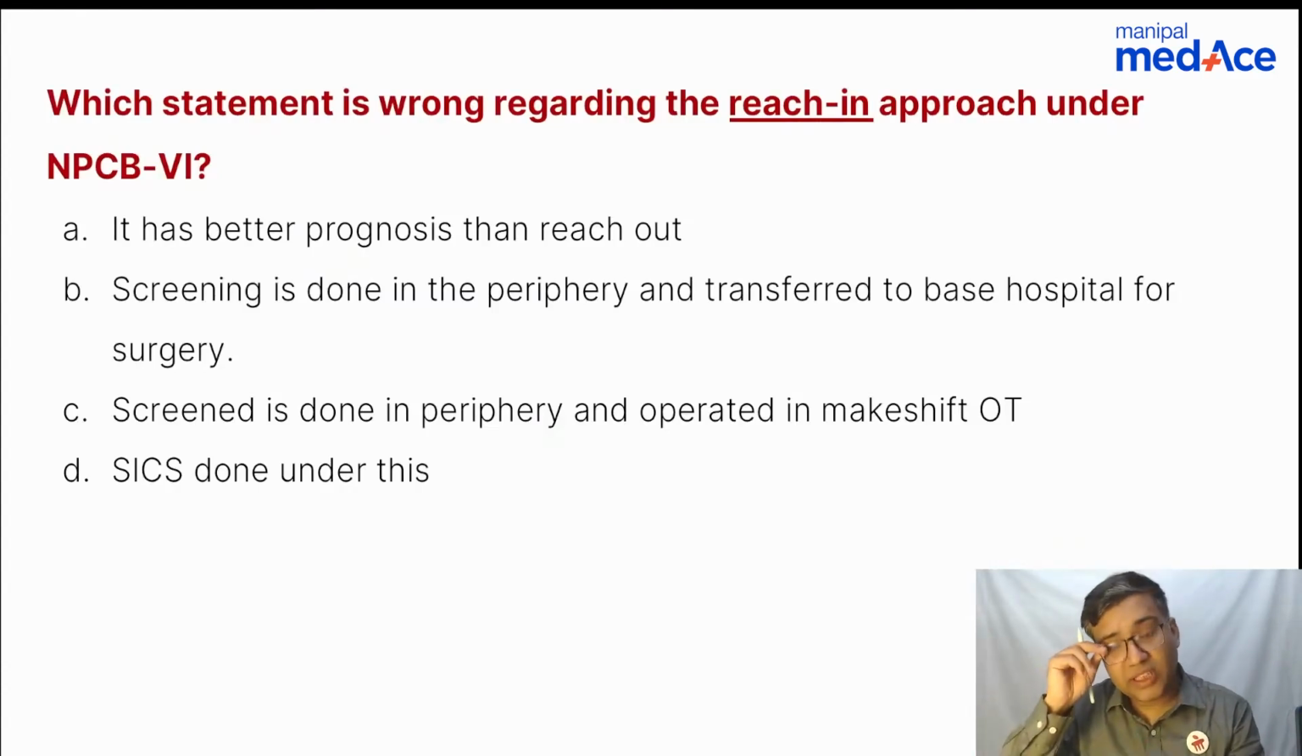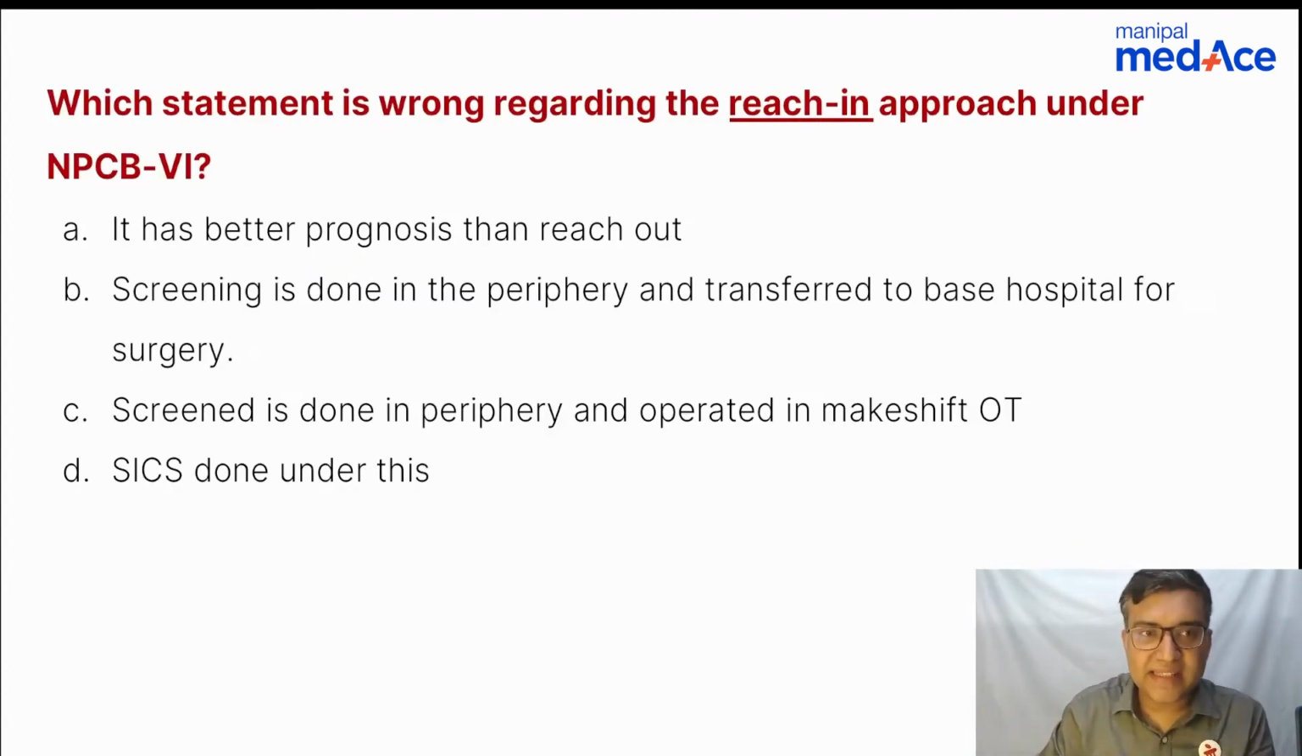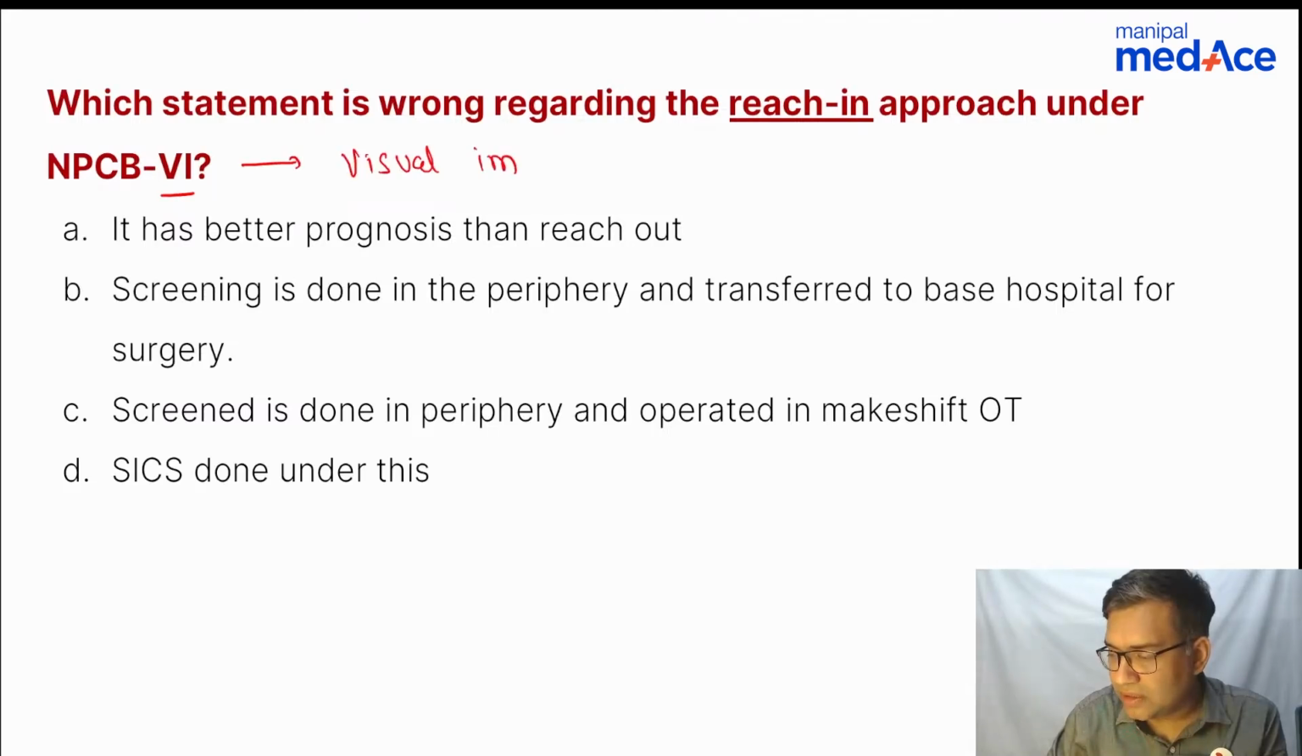Okay, so now there was a question regarding NPCB-VI. So earlier there was a NPCB only. That is the National Program for Control of Blindness, and now we have NPCB-VI. What is the meaning of VI here? The meaning of VI here is visual impairment.